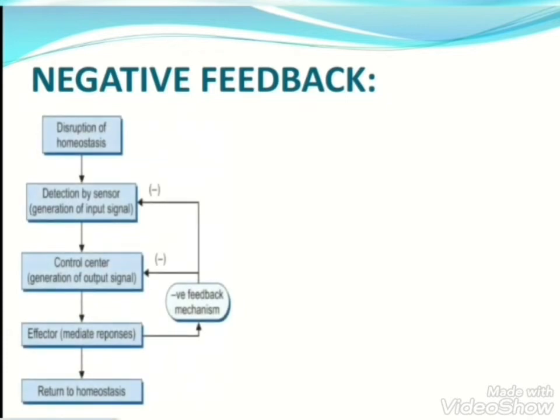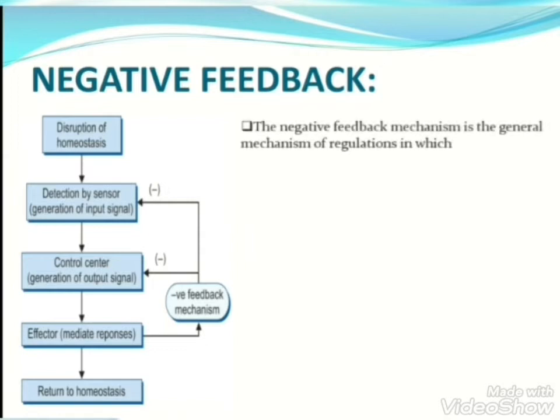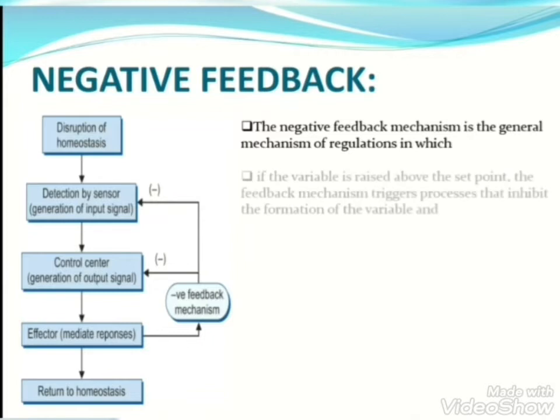Next, coming to negative feedback. The disruption of homeostasis is detected by the sensor and controlled by the nervous system, and they give the response through the effector and return to homeostasis. Or else the negative feedback mechanism is affected at the detector.